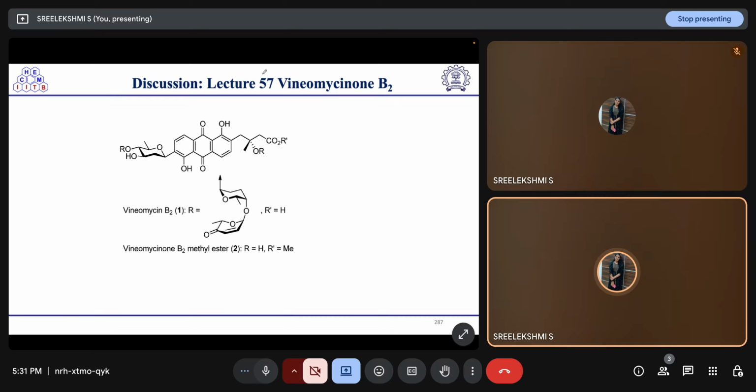Now moving on to this vineomycin B2. So here in this total synthesis, we have seen the application of hetero-Diels-Alder reaction and Claisen rearrangement in the total synthesis of vineomycin B2 methyl ester by Danishefsky, and Negishi and Suzuki coupling in the total synthesis of vineomycin B2 by Tius's group.